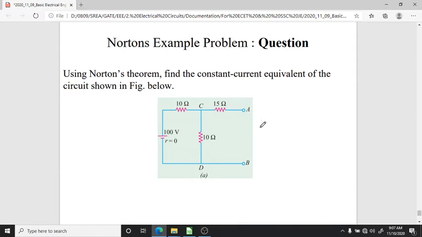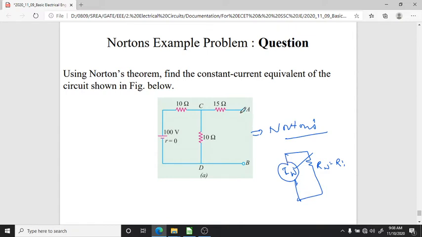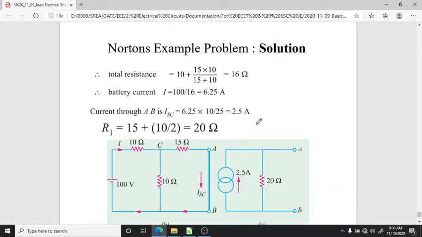Now we need to convert this circuit into Norton's equivalent circuit. What is Norton's equivalent circuit? A current source, that is Norton's current source IN, in parallel with a resistance, that is Norton's resistance, which we can also call RI. First we need to calculate IN, which is equal to the short circuit current between the load terminals. Let us see the solution first.